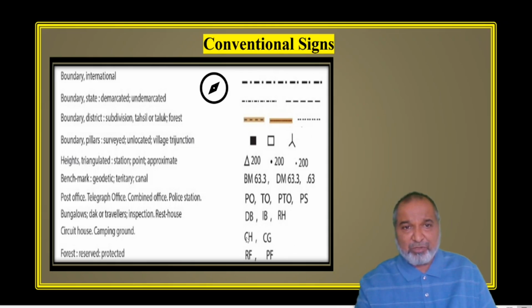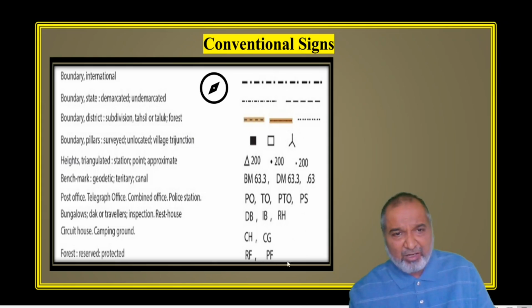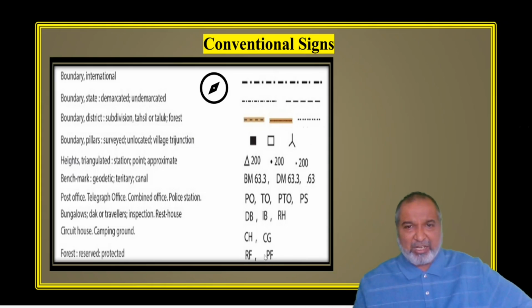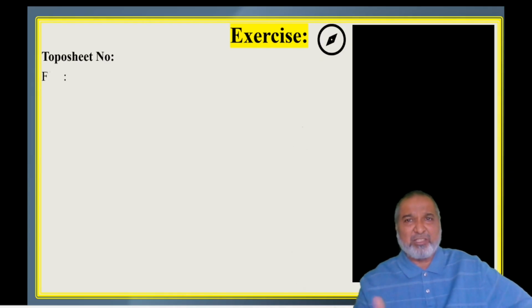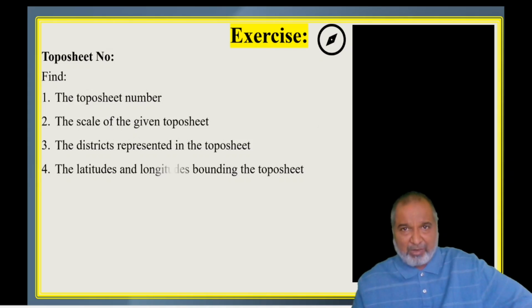Then the circuit house, that name will also be given, and camping ground, for those who are going camping. Very important one: reserve forest. Yes, how the reserve forest is marked, or the protected forest. Reserve forest or protected forest has been given. So these are the symbols they have used. This is the way you are going to read this.